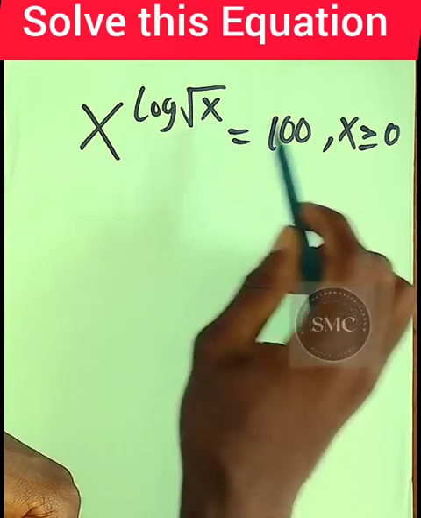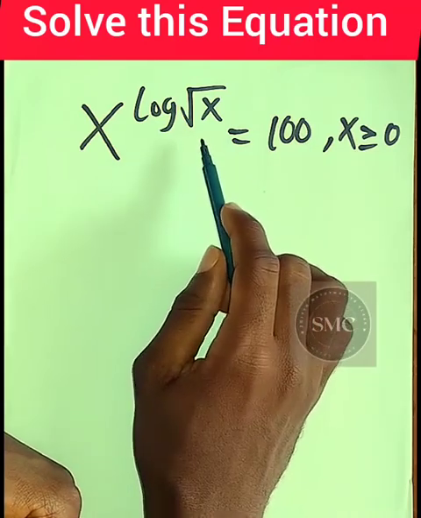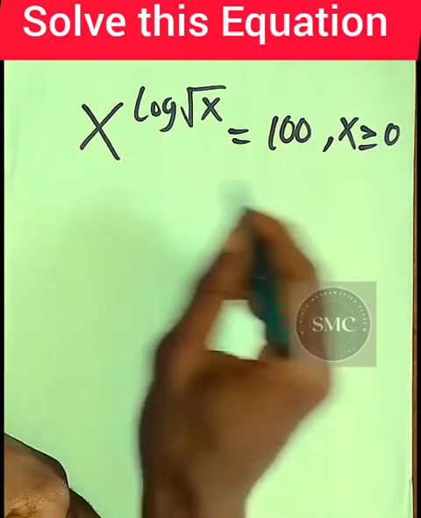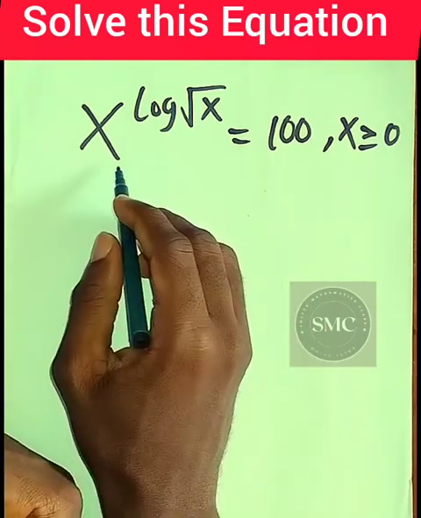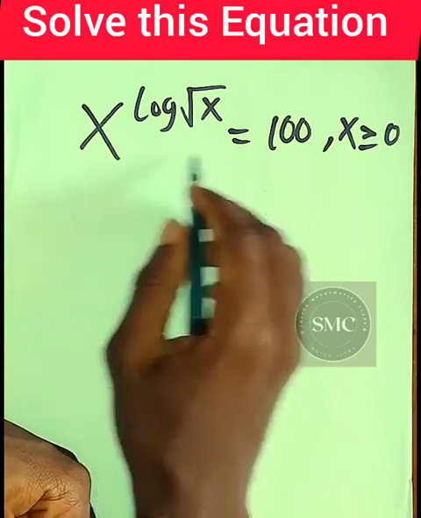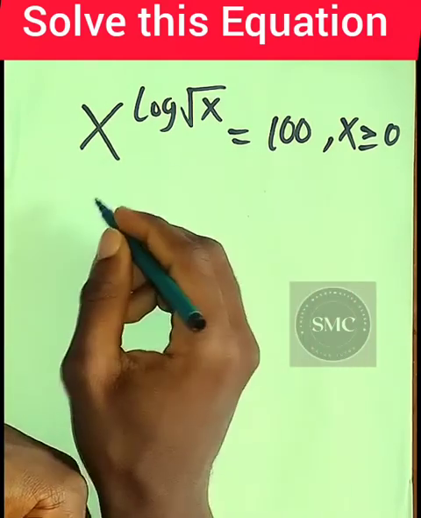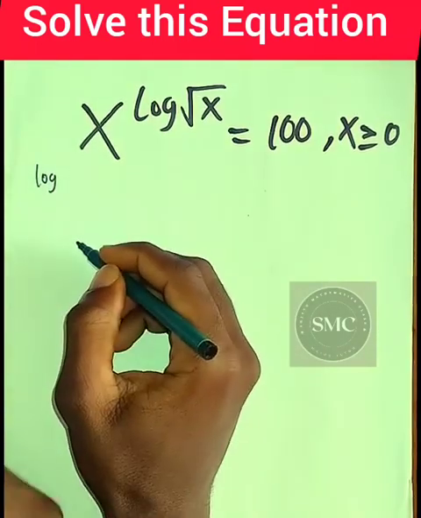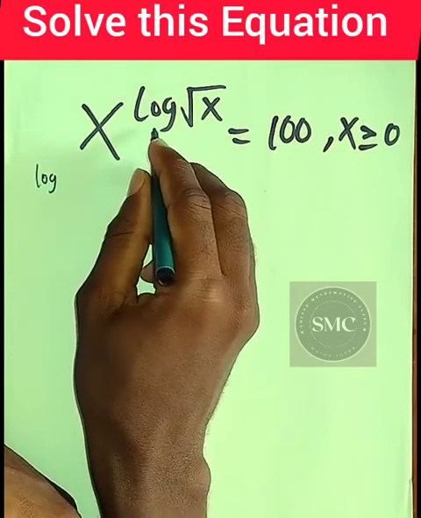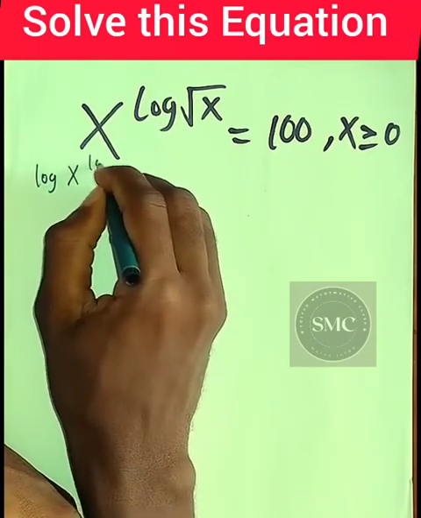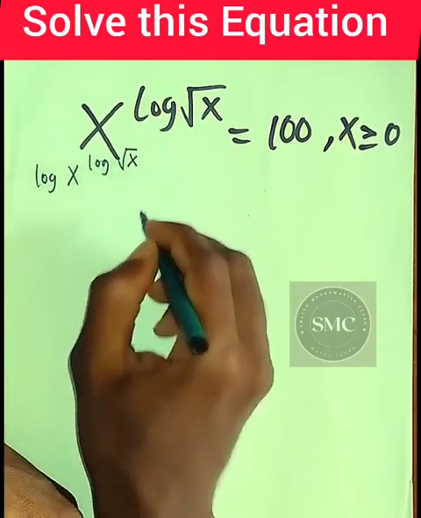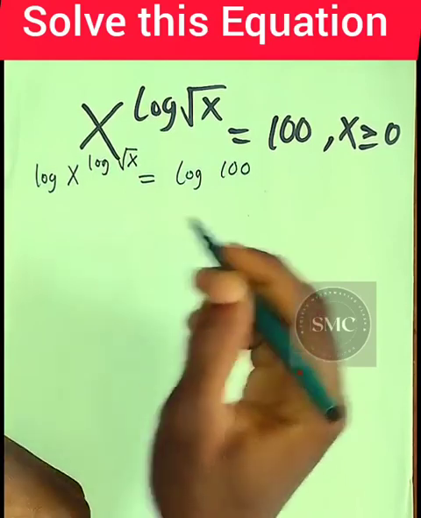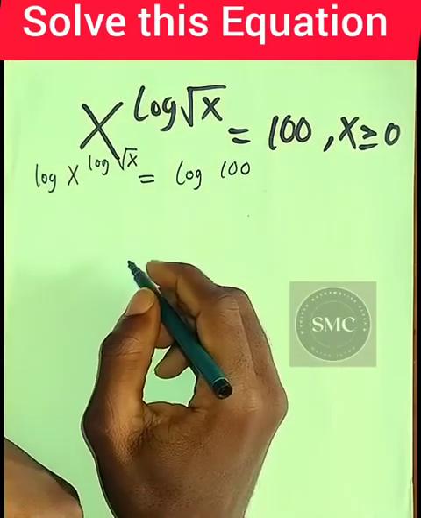Whatever we have must be greater than 0 for the solution. That's what we are saying. So now from here, let's see what we are going to do. We are going to introduce a logarithm with base 10 to the two sides of this equation. So we are going to have log of x to the power log root x equals log of 100.